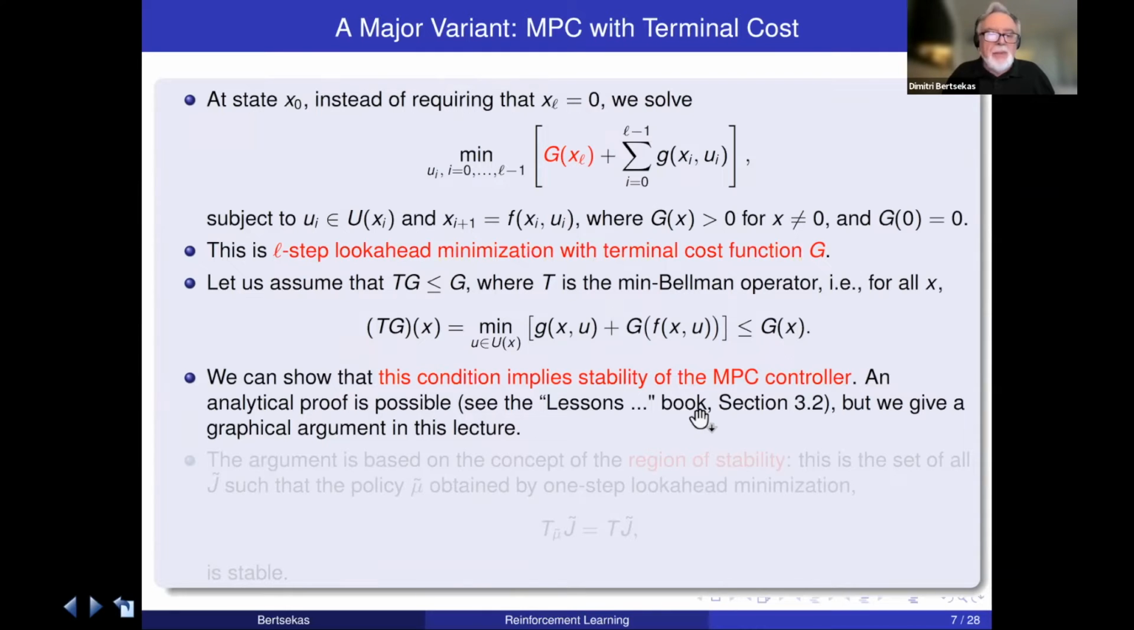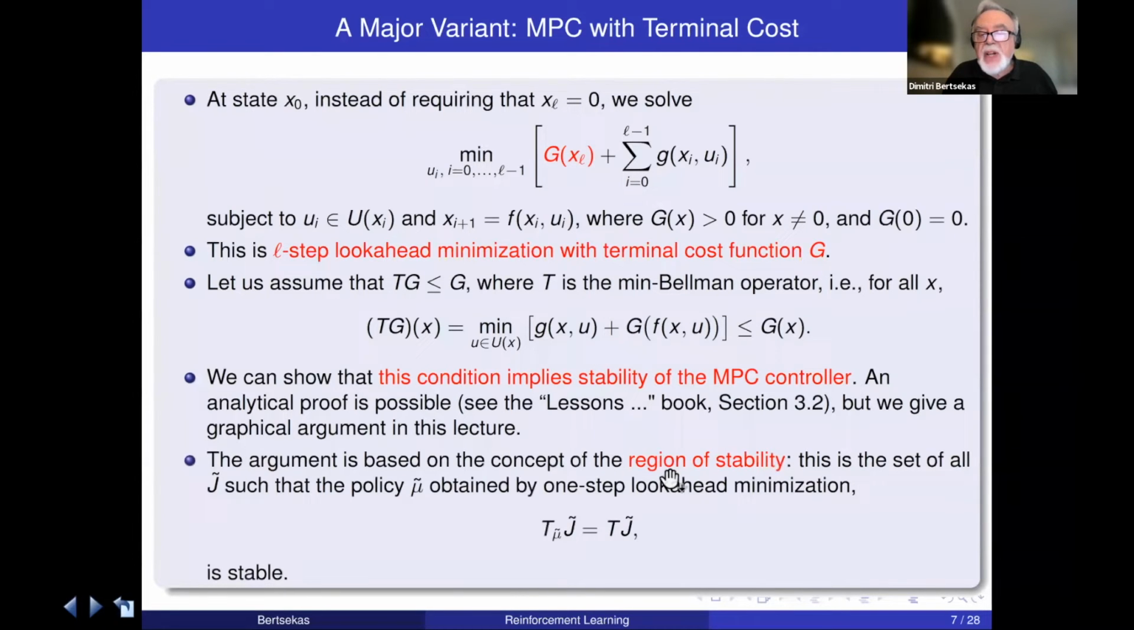Your textbook has an analytical proof of this, but what I'll do in this lecture is give you a graphical argument that's far more intuitive. It can be made rigorous, but the way I'm going to present it is not rigorous, but it's far more intuitive. And this argument involves the graphs of the Bellman operators, and also the concept of the region of stability.